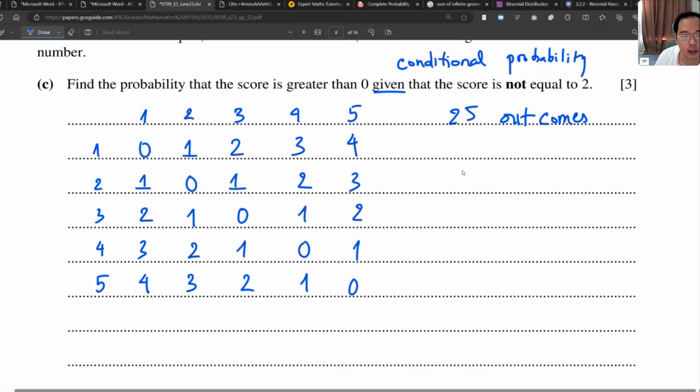Given that the score is not equal to 2, all the value 2 in this sample space, we will remove them. We don't care about those value 2, eliminate them. There are 6 value 2. We can count this way, 1, 2, 3, 4, 5, 6. So among these 25 outcomes, there are 6 outcomes which is 2, and therefore the number of outcomes which is not 2 is 19.